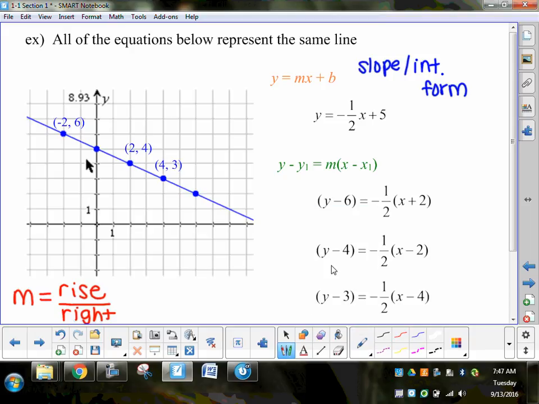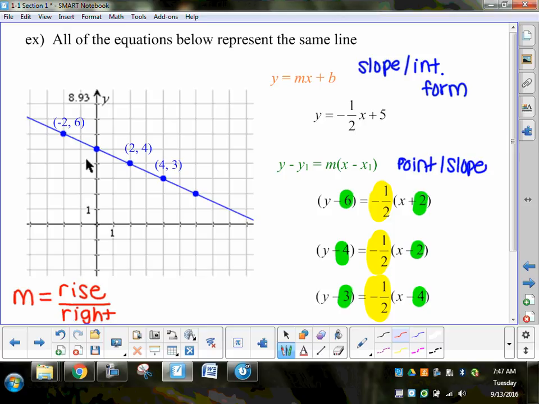So I could say it's going to be, notice the slope here is the same every single time. All of these here are going to have the exact same slope. What's changing is the ordered pair that I'm working with to get them. All 4 of those lines mean the exact same thing though. These ones right here, you've got to recognize are in point slope form.